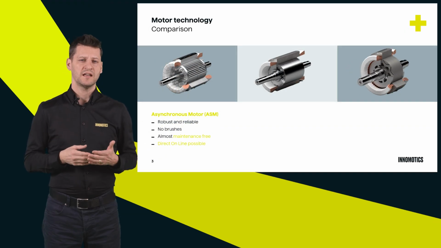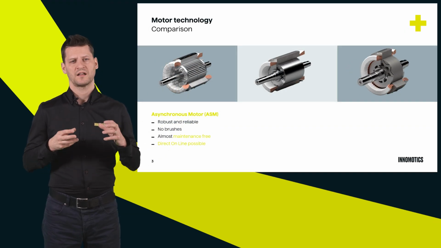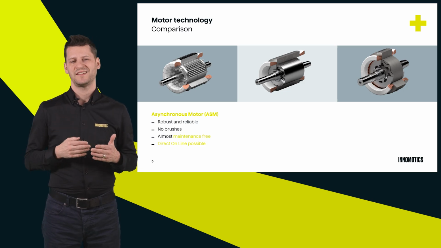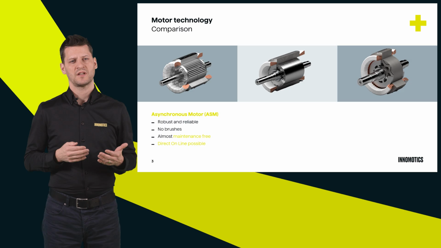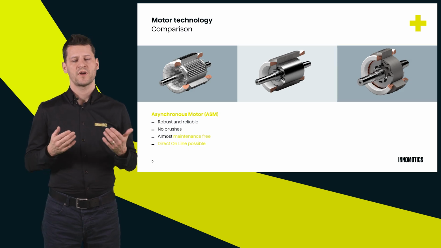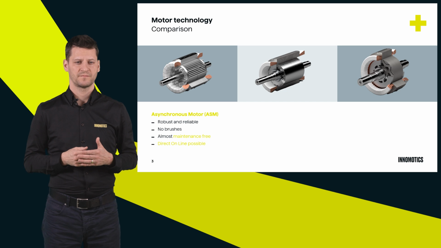And as you can see in the rotor, there's a classic squirrel cage where the induced current produces additional heat, which causes the asynchronous motors to have a lower efficiency class compared to the other two technologies.